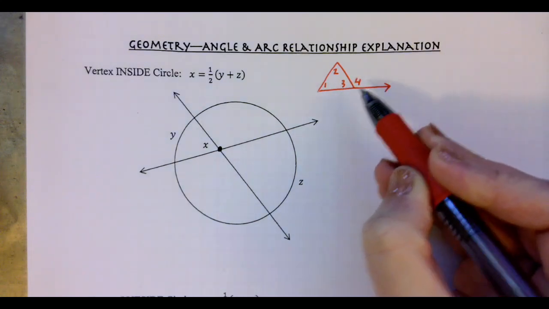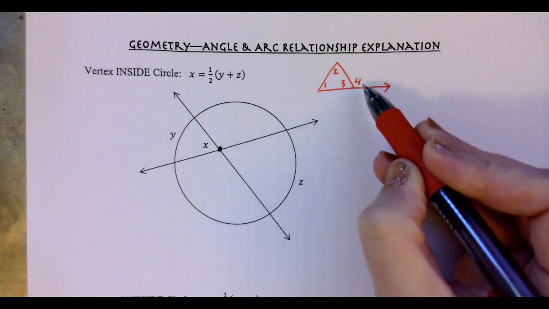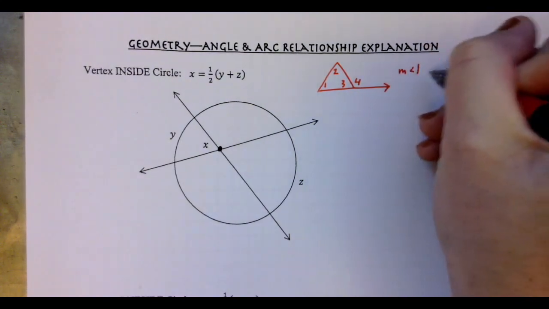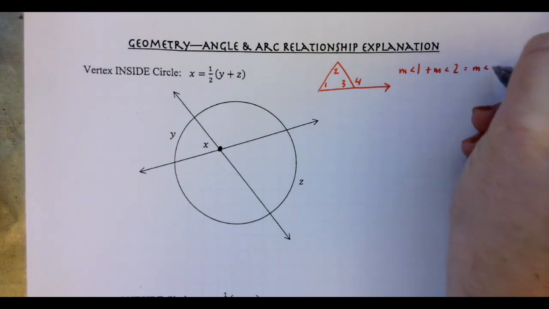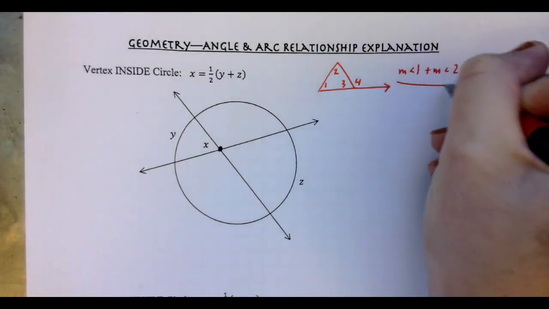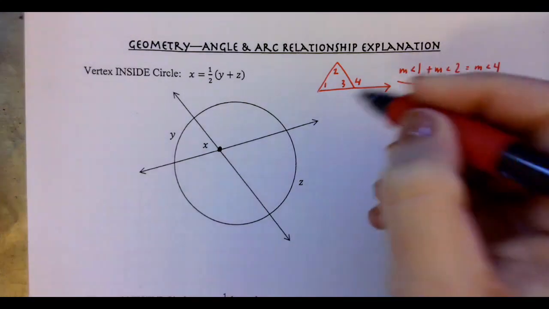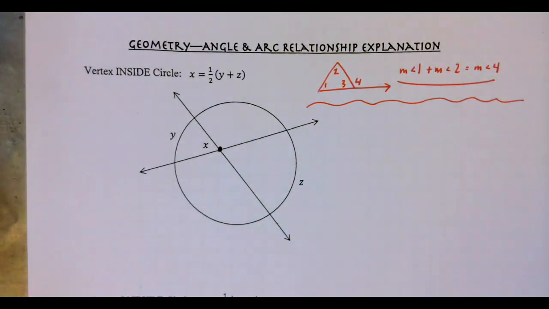So we can connect the sum of 1 and 2, those measures, being equal to the measure of 4, right? Measure of 1 plus measure of 2 equals measure of 4, right? That was the exterior angle theorem. We proved that last semester. So keep that in mind as I build out my explanation.